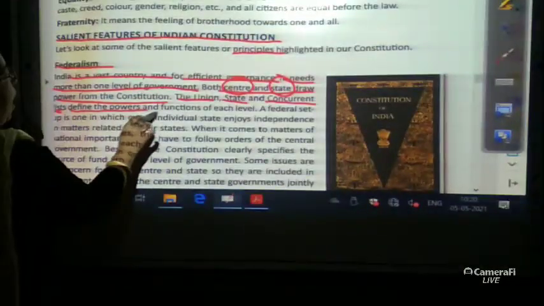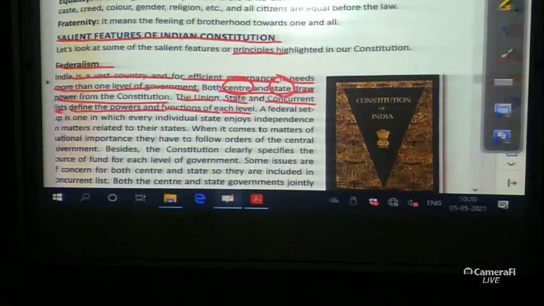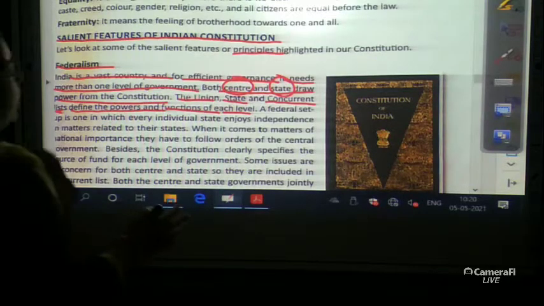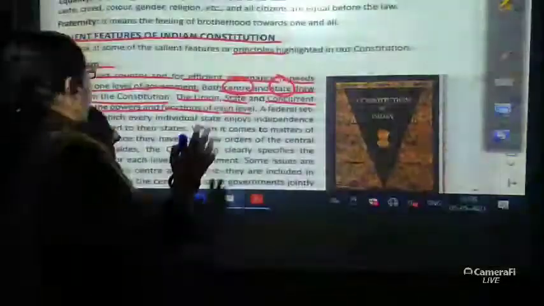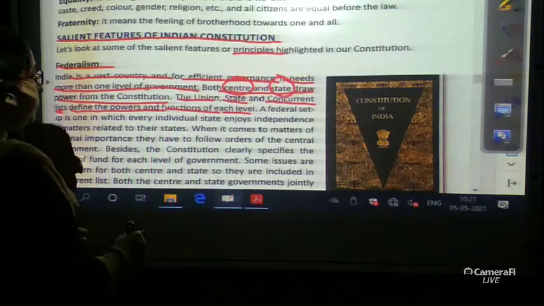The union, state and concurrent lists define the powers and functions of each level. Okay, so the union, state and concurrent lists define the powers. Concurrent means you can say the existing list, whatever list has existence for the union, for the state, for the central. So all of these define the powers and functions of each level.